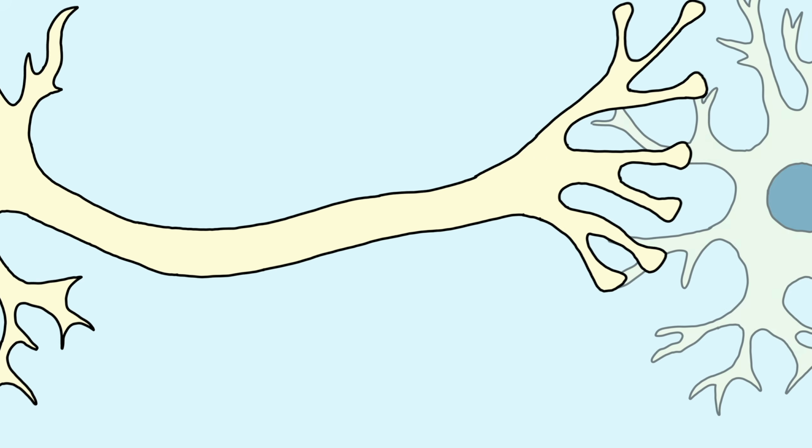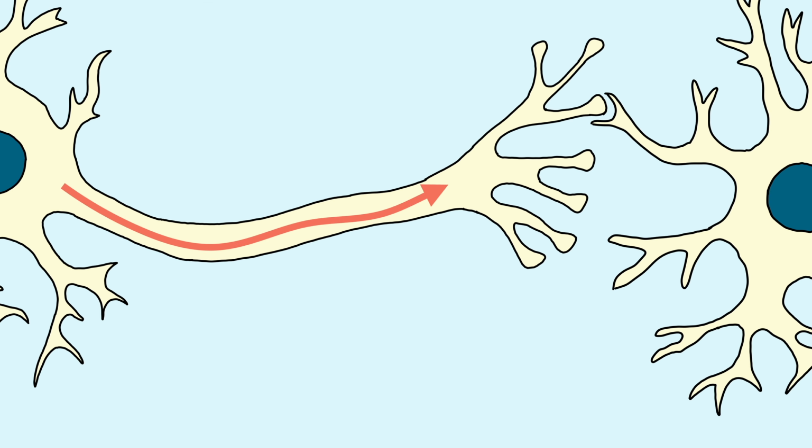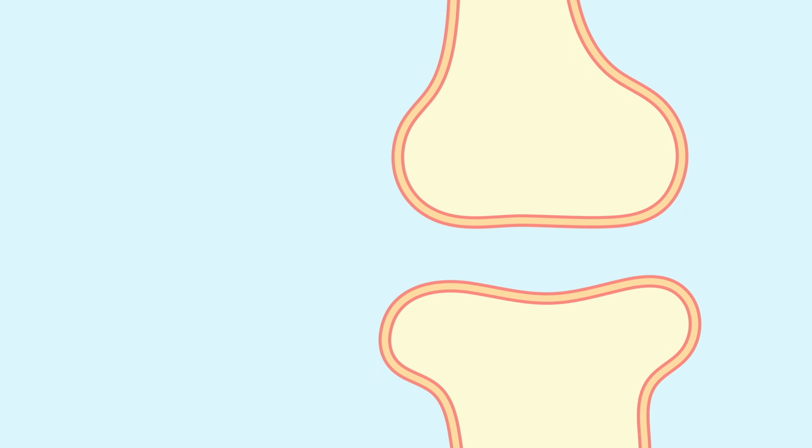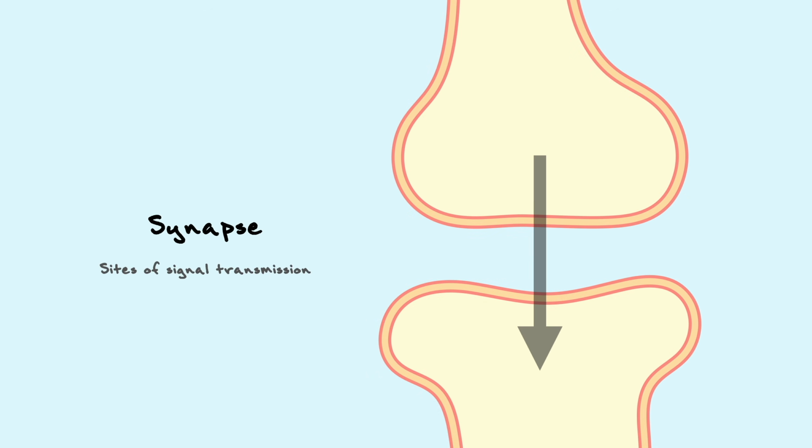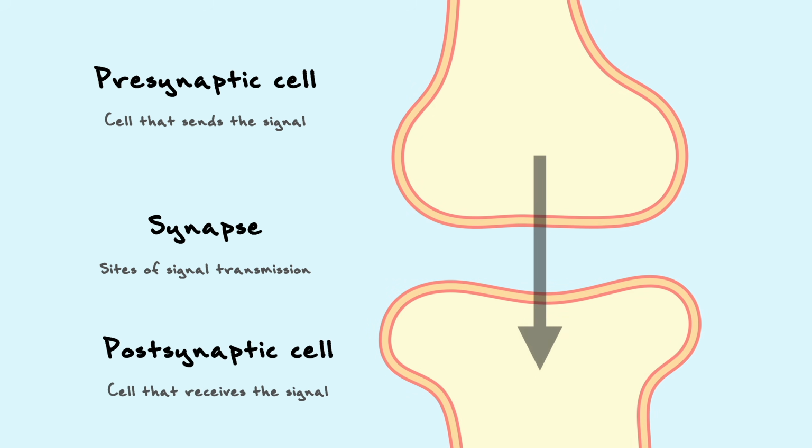Alright, now that we understand how the signal travels through the neuron, we need to understand what happens when the signal reaches the axon terminal. I mentioned in the very first overview that neurons communicate at synapses, which are the sites of signal transmission. I've also mentioned that the cell sending the signal is referred to as the presynaptic cell, and the cell receiving the signal is referred to as the postsynaptic cell. Also, recall that the space between the 2 neurons is called the synaptic cleft.